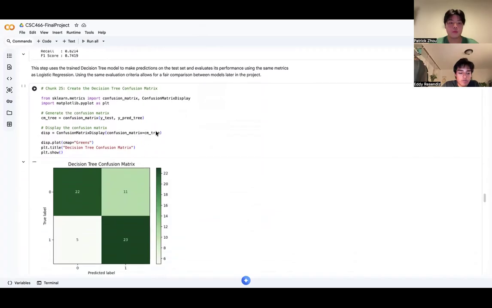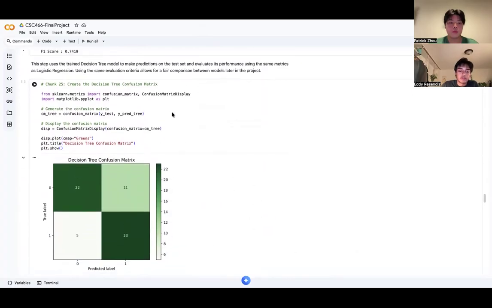The next chunk of code generates a confusion matrix using the decision tree predictions. It displays the results as a heat map, and as you can see, it shows the number of true positives, true negatives, false positives, and false negatives.